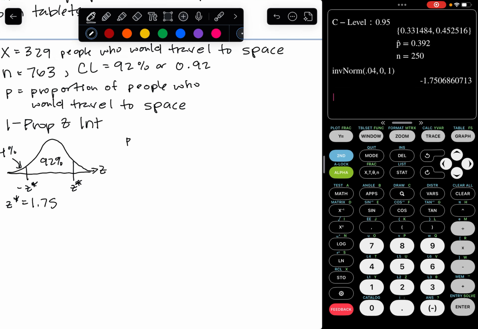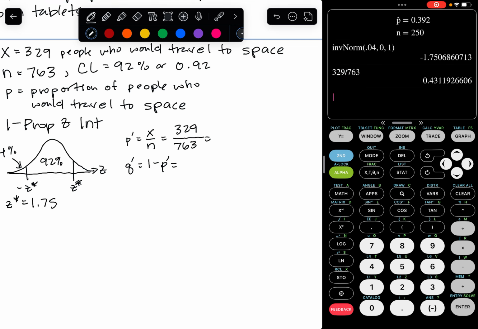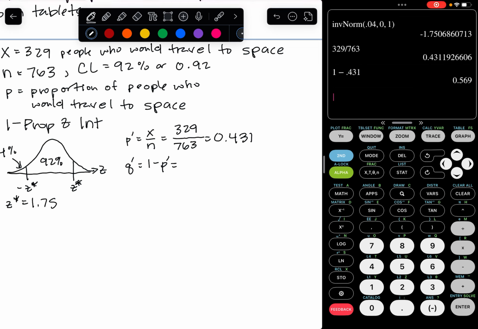We also want p prime, which is x over n. We want q prime, which is 1 minus p prime. So for us, our x is 329 people who want to go to outer space over 763 sampled. So 329 divided by 763. So 0.431. And then 1 minus 0.431 is 0.569.